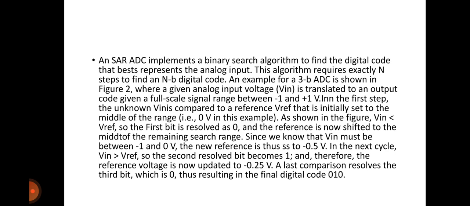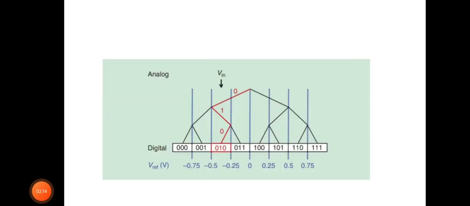Since we know that Vin must be between -1 and 0 volt, the new reference is thus set to -0.5 volt. In the next cycle, Vin is greater than V reference, so the second resolved bit becomes 1, and therefore the reference voltage is now updated to -0.25 volt. A last comparison resolves the third bit, which is 0, thus resulting in the final digital code 010.